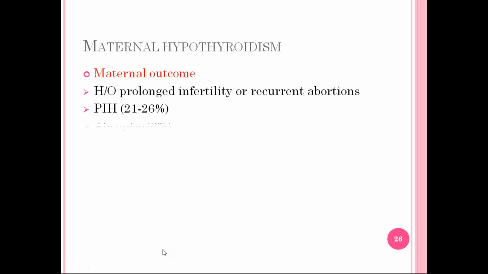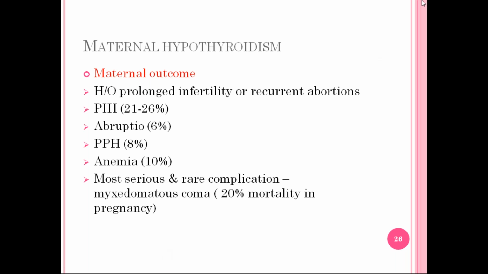And so why are we worried? If she's having hypothyroidism, what are the problems? Usually if she's having a major degree of hypothyroidism, she'll have a history of prolonged infertility and recurrent abortions. And during pregnancy, she can land in preeclampsia, PIH, abruptio, PPH, anemia. More serious and rare complications are myxedema and coma.